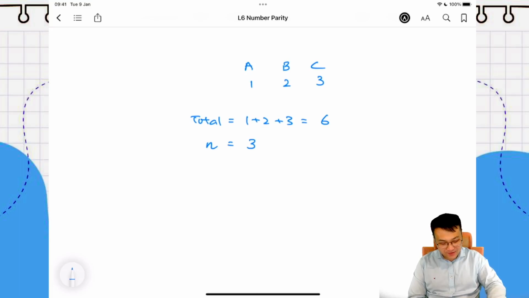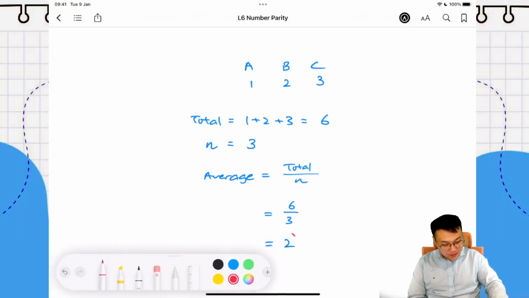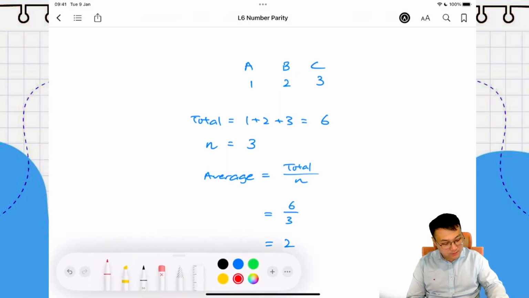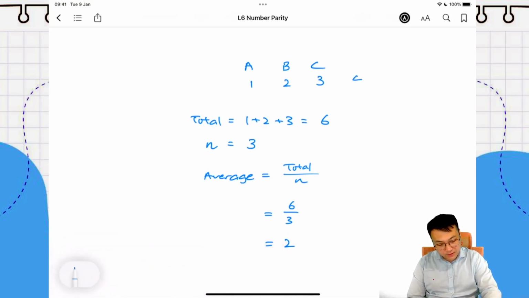Now we can find the average. What is the average? You take the total divided by the number of people. 6 divided by 3, you realize the average is 2. And guess what? The average is the number in the middle. It works for any consecutive sequence of numbers, for example, 1, 2, 3, 4, 5.